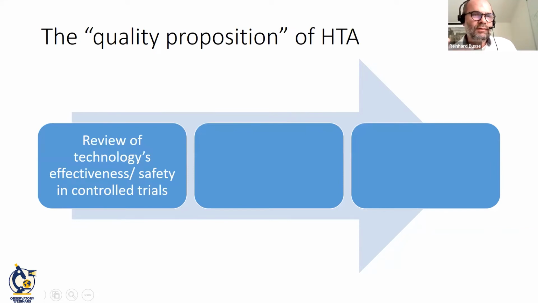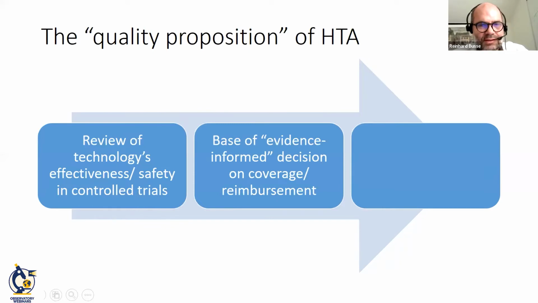And I want to extend this bridge to do a triple jump here, which I call the quality proposition of HTA. So by doing HTA in a given country, the first element is that we review the technology's effectiveness and safety in controlled trials. The second stage then is that this review forms the base for an evidence-informed decision on coverage and or reimbursement. So should we use this technology in the health system? Should we pay for it?